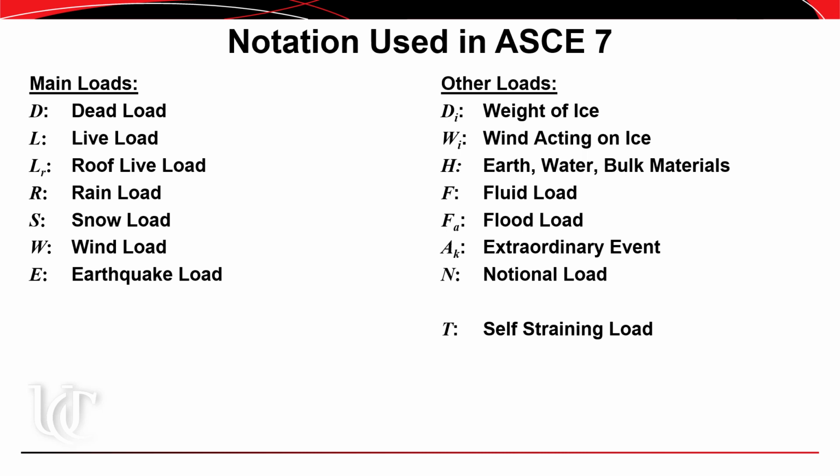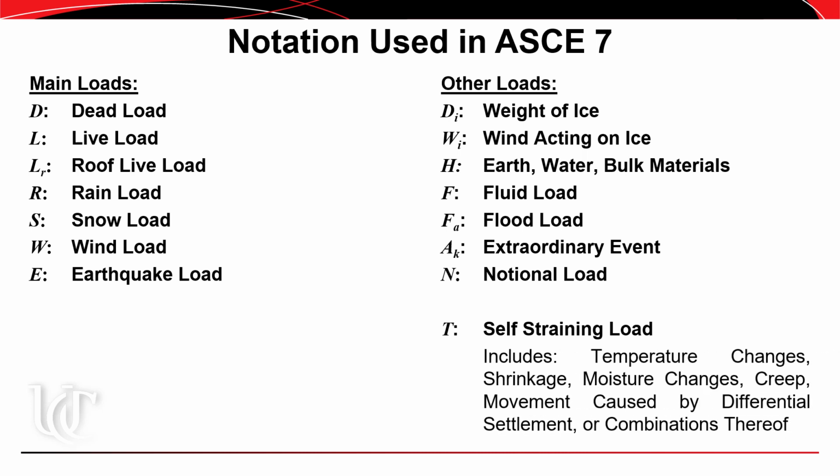So we have weight of ice, the wind acting on ice, earth, bulk materials, fluid loads, flood loads, etc. Now the self-straining load, T, includes a lot of different aspects. It includes temperature changes, shrinkage, moisture changes, creep, movement caused by differential settlement, and then combinations of all of those different things.